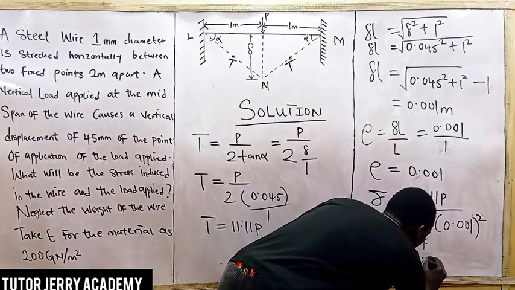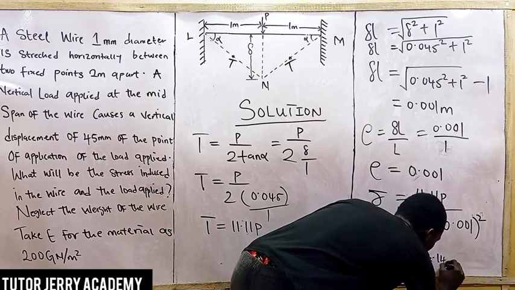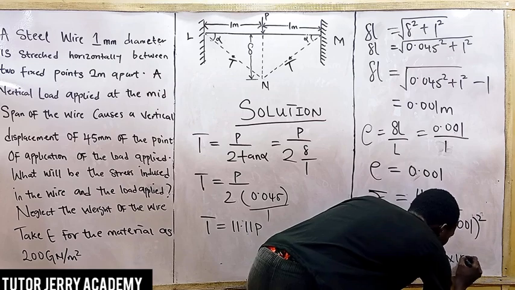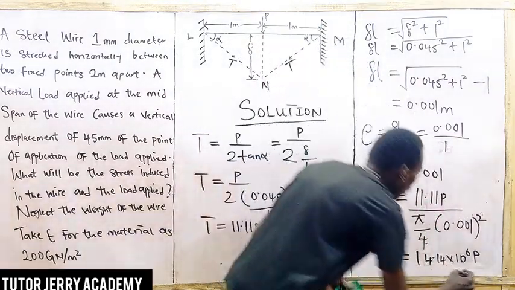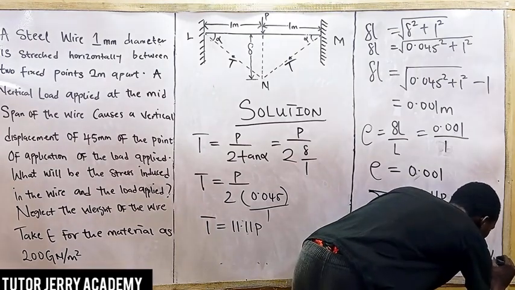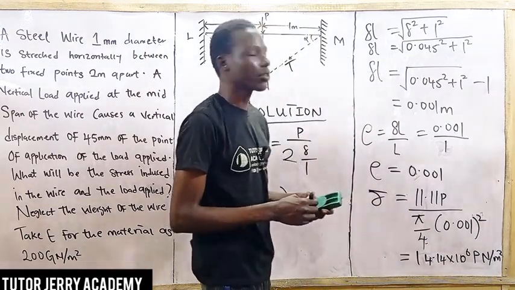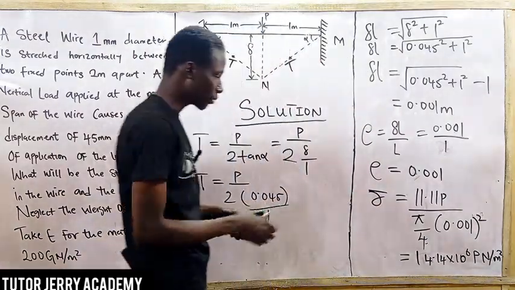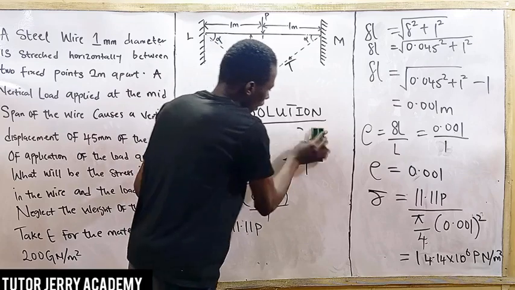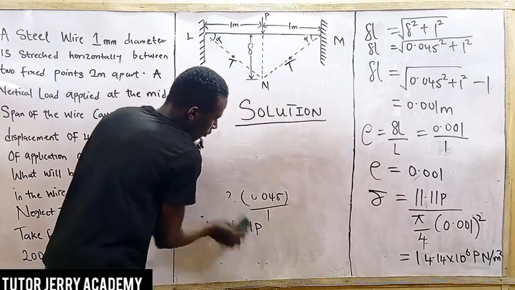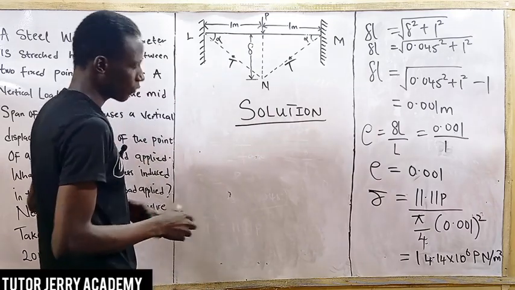Newton per meter square. You're going to have 14.14 times 10 to the power of 6. P will remain. Of course, we don't know the value of our P yet. So make no mistake, ensure you press your calculator correctly. So next, that's what we have for our stress for now. I'm going to be wiping this slide as we solve further. So we have a value for stress and we also have a value for strain.